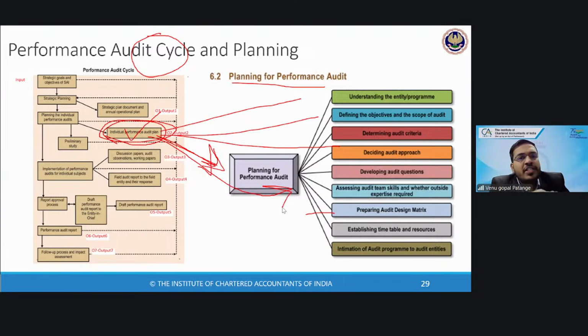So, understood the audit design matrix? Can anyone try to repeat what I said? Yes, sir. The audit design matrix will contain audit objectives, audit criteria, risk, and audit procedure, source of evidence, expected outcomes. Correct, this is correct. Yeah, yeah. So just a second.